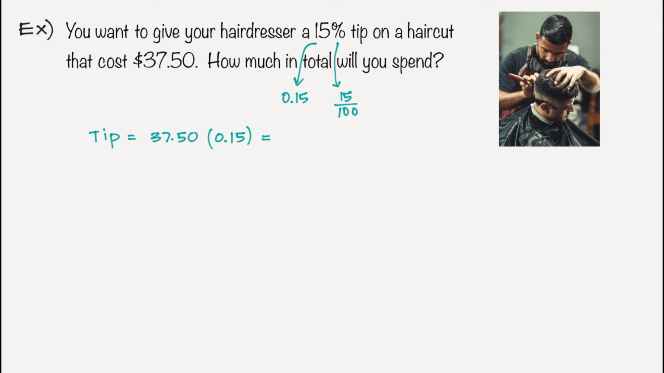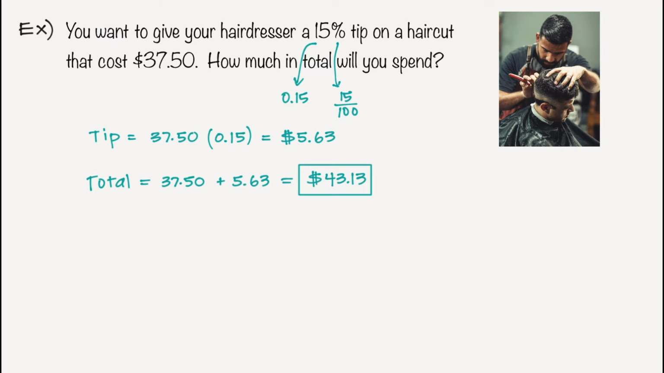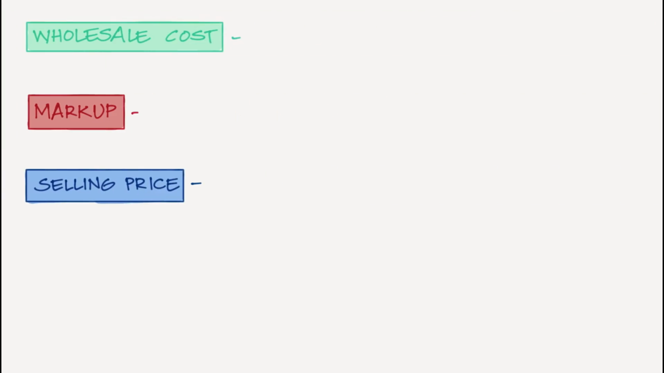And when I put that in my calculator, I find that the tip on this would be $5.63. So to find the total amount that I'm going to spend going to my hairdresser, I would add those two amounts together and get a grand total of $43.13. So it's kind of important that you make sure you have enough money.